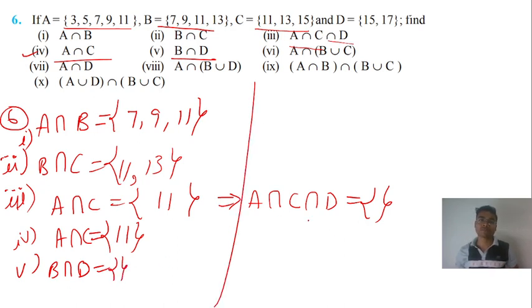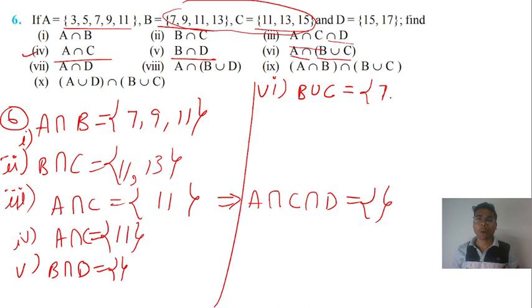Okay. Now coming to part 6th here. Part 6th is saying A intersection (B union C). So first we will find B union C. Bracket has the higher precedence, higher priority in mathematics. So we solve B union C. So we will write B union C as all the elements of B and C. Okay, {7, 9, 11, 13, 15} is the B union C.